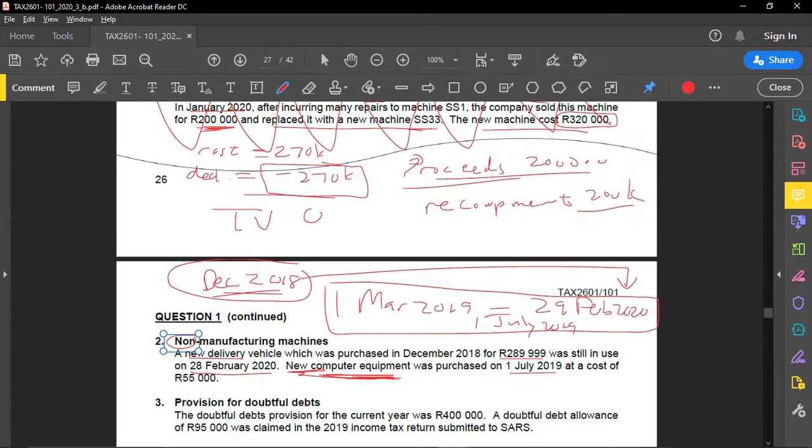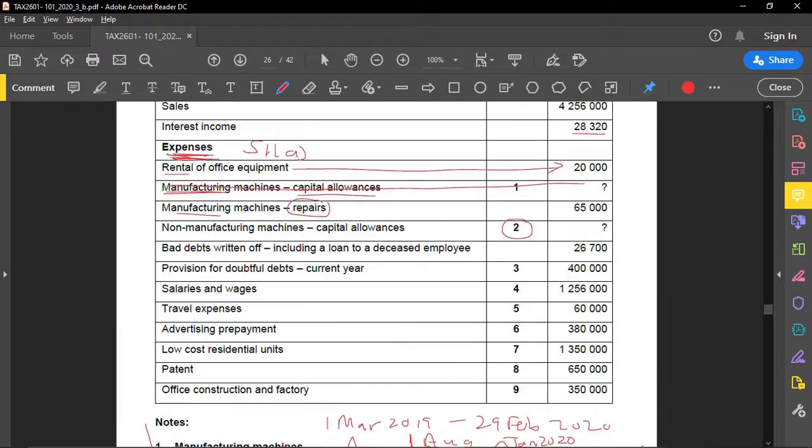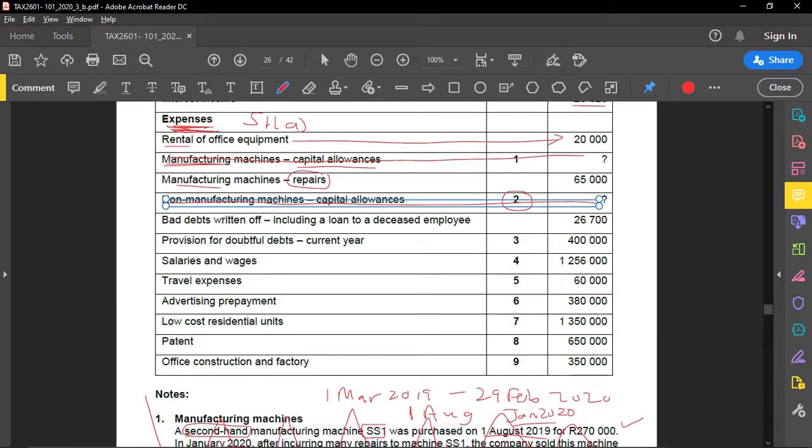So now that we've looked at that, cross it out, move on. Next, bad debts written off, including a loan to a deceased employee. So obviously you've written off bad debt, including a loan to a deceased employee. If this is a loan, obviously you're writing it off, and this is a deceased employee, so there is no note here. So based on this, you would expect there to be some sort of distinction between what was the loan portion and what was the bad debt. But this is bad debt.